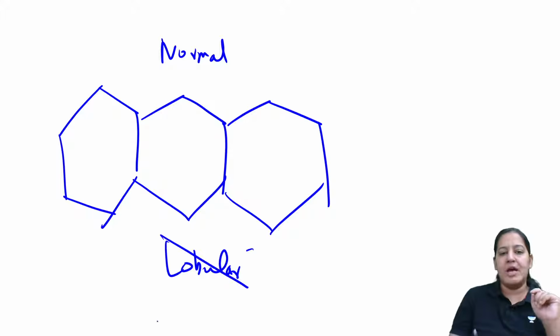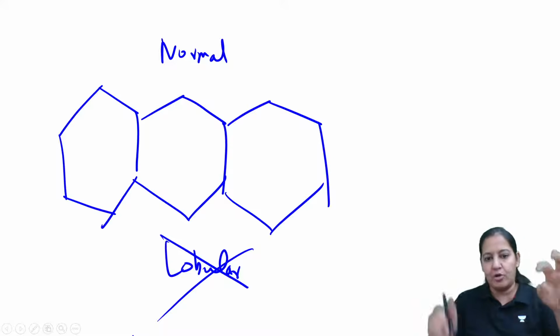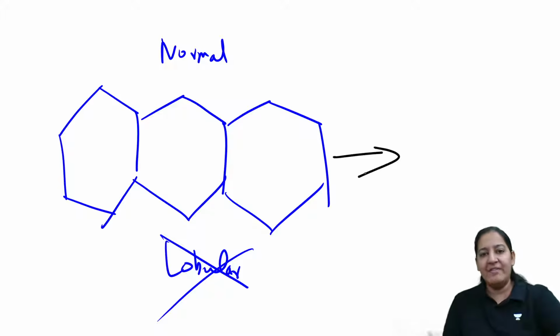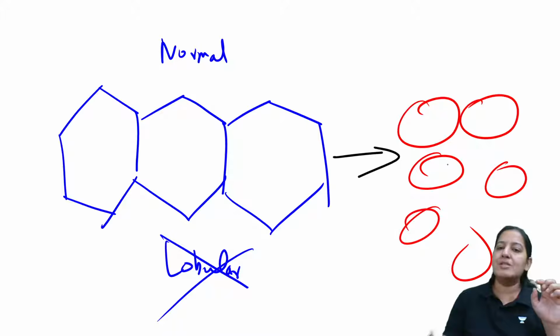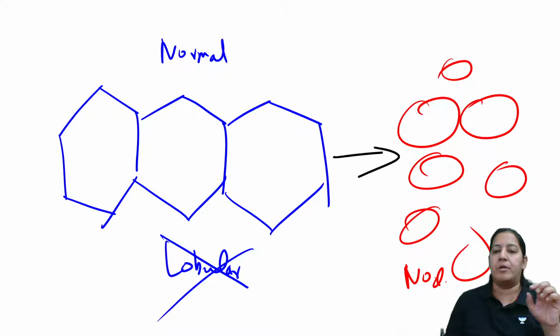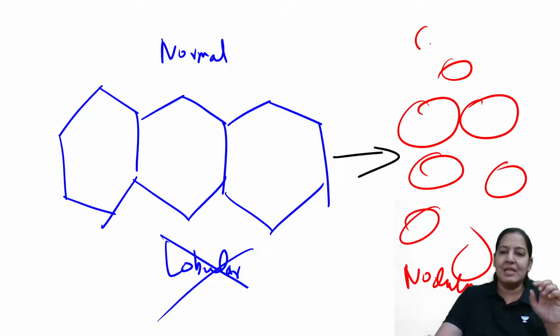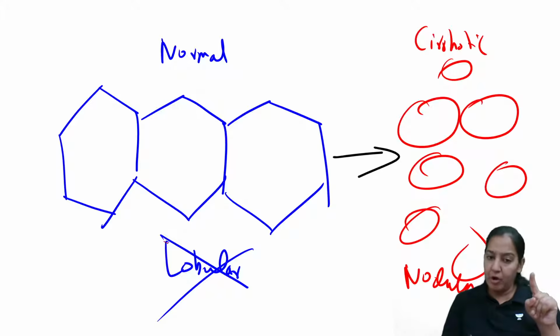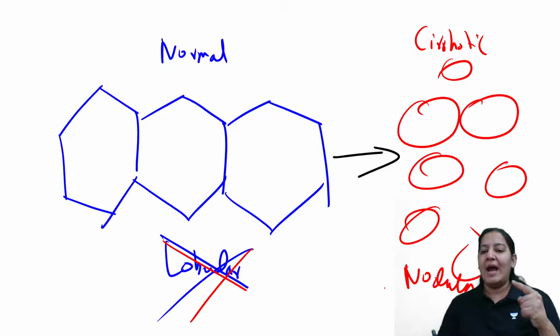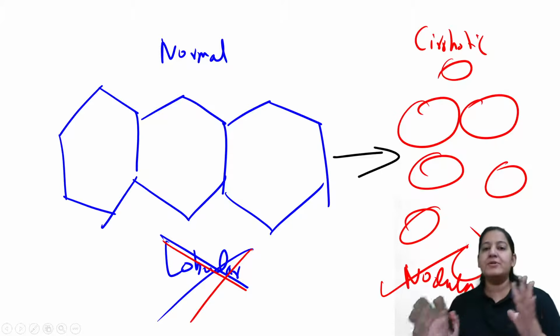In cirrhosis, lobules are gone. They are collapsed. The lobules are gone and the liver gets converted into nodules. Instead of lobules, multiple nodules are formed. So that is the definition of cirrhosis. This is the cirrhotic liver. In the cirrhotic liver, the lobular model is collapsed and the nodular model comes in.